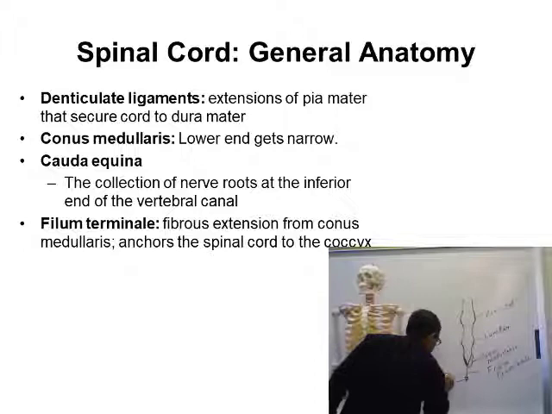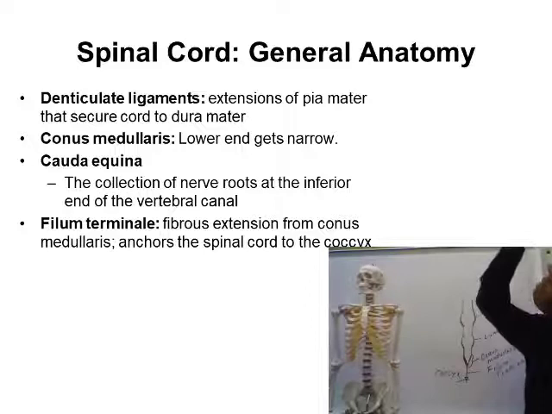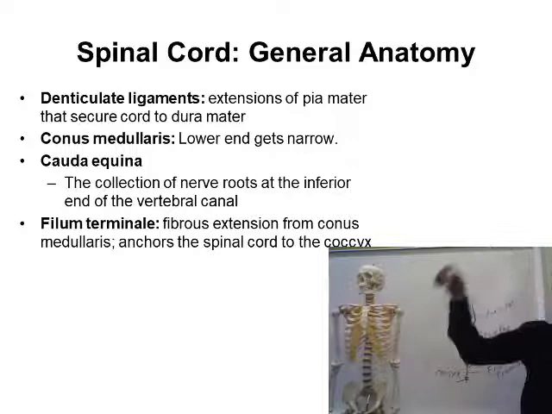So basically, the lower end of the spinal cord is tied to the coccyx by filum terminale. So the lower end cannot move like this. Make sense? Tying the lower end to the bone, coccyx.